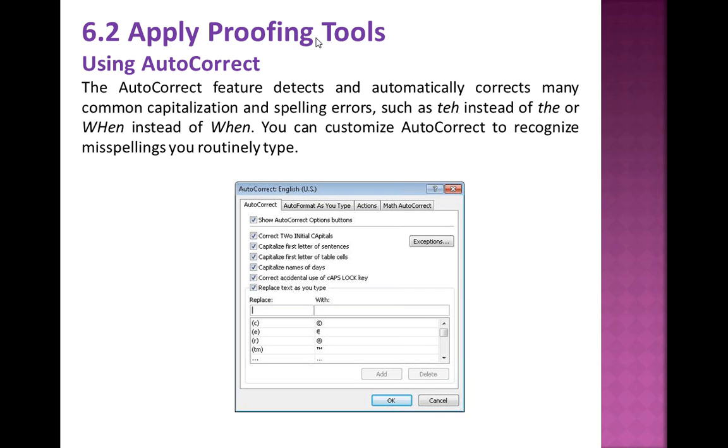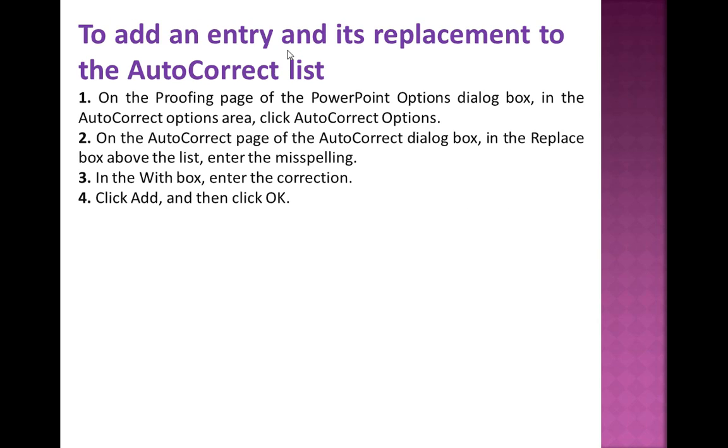Suppose my habit is that I am writing the spelling of THE as TEH. So I can use the autocorrect so that whenever I write TEH, it will be replaced by THE. So I can use the customize, or I can use the autocorrect option in the PowerPoint. So this is how we can go to the PowerPoint.